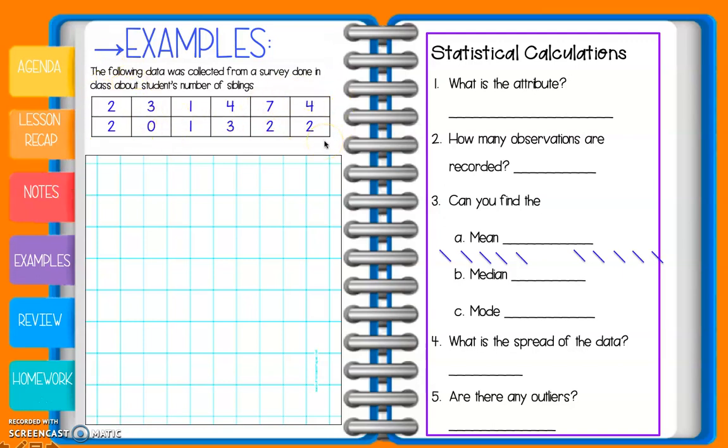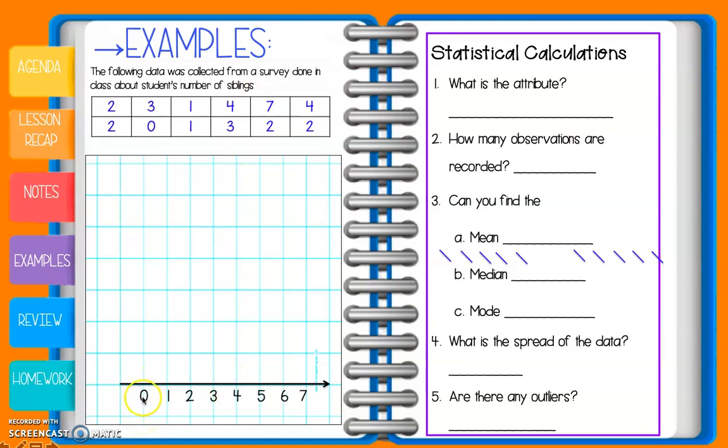Okay, so the first thing we need to look at is our range. I see somebody had 0 siblings, and I see somebody had 7. So that's our least and that's our most. So the first thing we're going to do is draw our number line, and I know it needs to go from 0 all the way to 7. Okay, now that's easy.